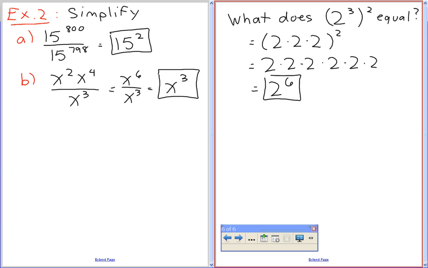All right. Chris, I think we're back up to you. I think I missed some people. Chris, how did you get 2 to the 6? What's the short form? Good. Hopefully what you said was 3 times 2 is equal to 6. This is what we call the power of a power law.